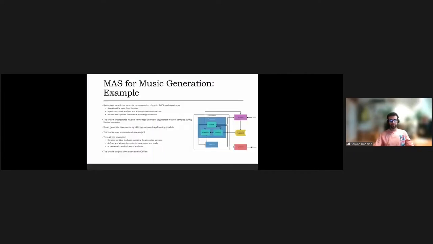So as an example, here we have a schematic of a possible MAS for music creation. The system works with symbolic representations of music, MIDI, and waveforms. It receives input from the user. It performs music analysis and automatic feature extraction, and it forms and updates the musical knowledge database based on the given inputs. The system incorporates musical knowledge memory to generate musical samples during the performance.